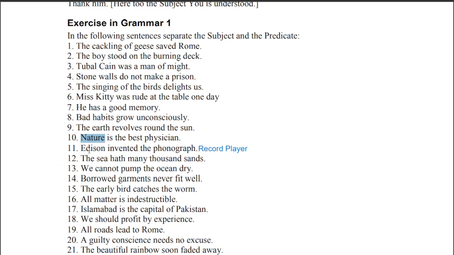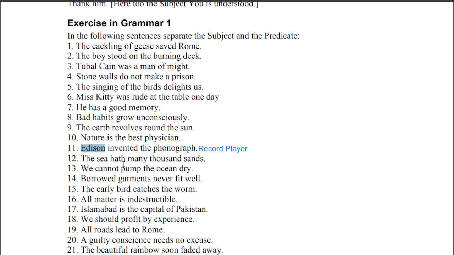11. Edison invented the phonograph. Phonograph is a record player. The speaker has first named a person, Edison. So, Edison is the subject. Then he said something about Edison: invented the phonograph. Invented the phonograph is our predicate.